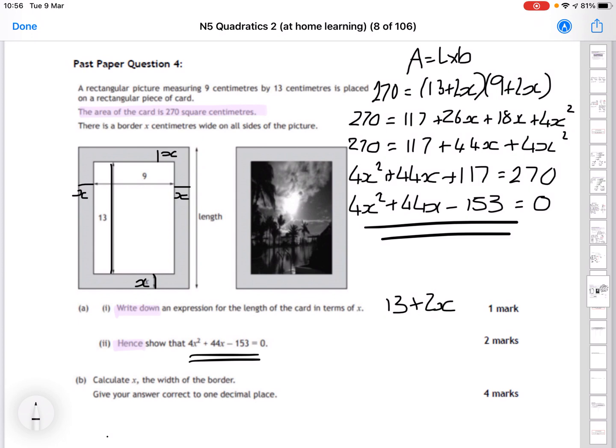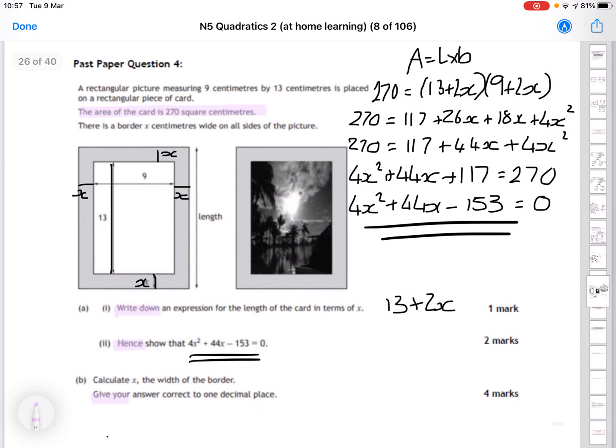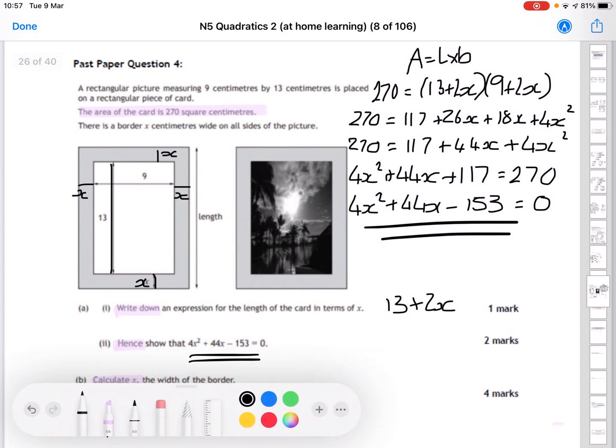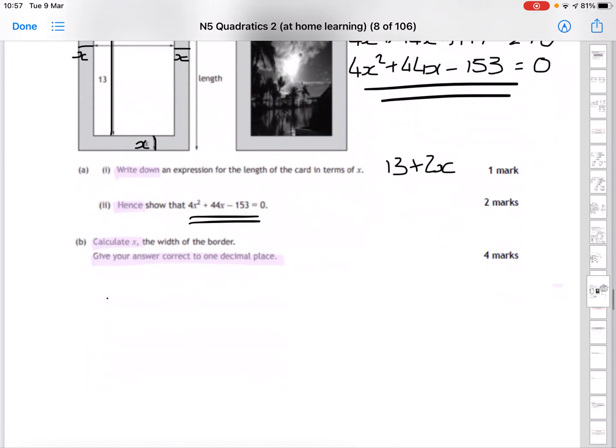Okay, part B is to calculate x, which is the width of the border, and give your answer to 1 decimal place. Here is your clue that we're going to be using the quadratic formula, because we're asked to solve for x, calculate x, to 1 decimal place. This will not factorise, so we will have to use our quadratic formula. I'm just going to slide this up a wee bit.